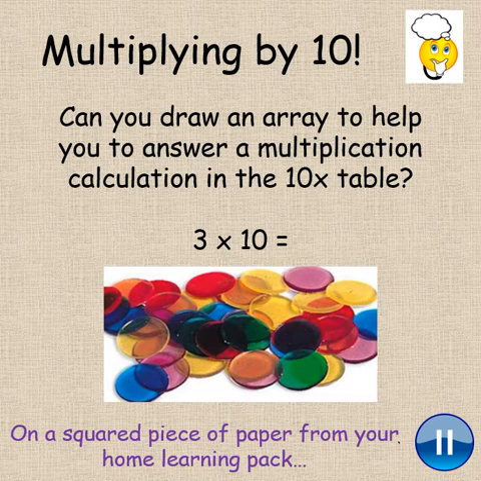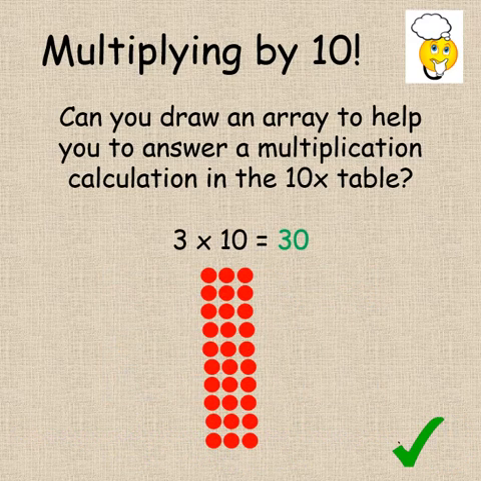Okay, on a piece of squared paper from your home learning pack with a pencil, I would like you to have a go at multiplying by 10 by drawing an array to help you to work out 3 multiplied by 10. Pause the video here so you've got time to draw your array. Okay, let's check. You should have drawn 3 counters in 10 rows because you'd got 3 10 times. And you should have worked out that the answer was 30, so well done if you got 30.